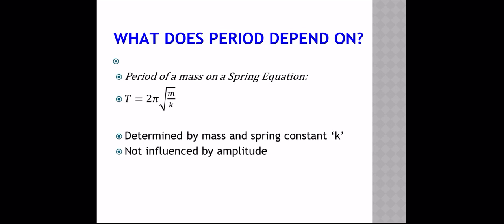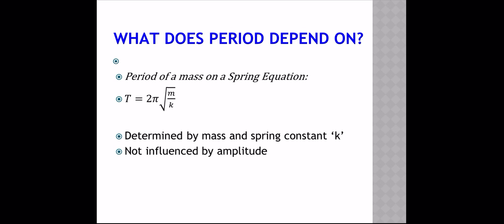So if we're talking about a mass on a spring, what type of quantities are going to affect the period? Okay, the period refers to how long it takes to complete a full cycle. And you see on this slide an equation for that. Period is equal to 2 pi times the square root of the mass divided by k. K is the spring constant. That is a telltale constant for a spring.